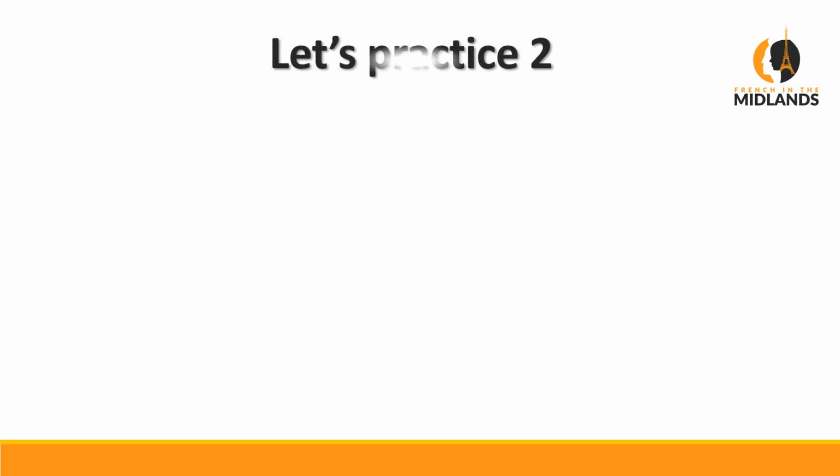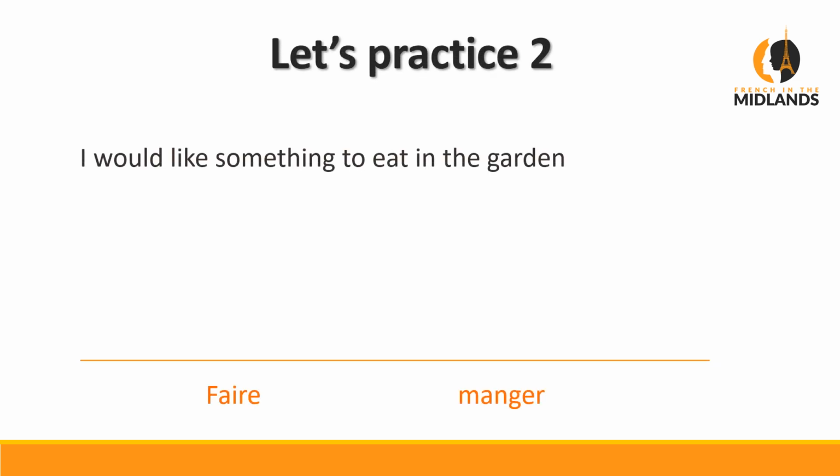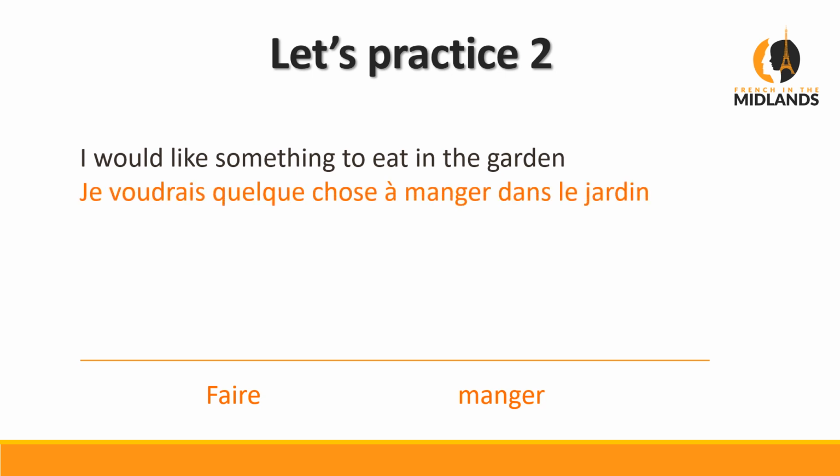And let's carry on with this. I would like something to eat in the garden. Je voudrais quelque chose à manger dans le jardin. Remember the à we had before? You can't say quelque chose manger. It really doesn't mean anything. Je voudrais quelque chose à manger dans le jardin.